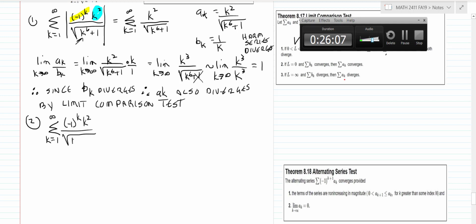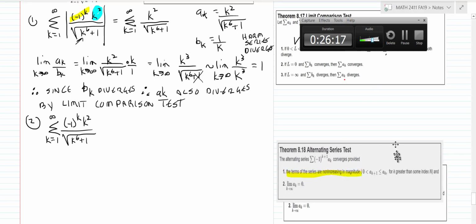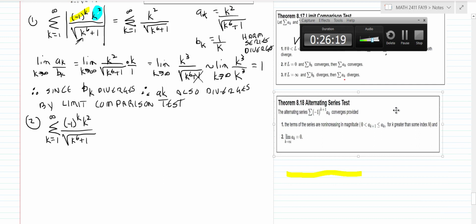Okay, now what kind of series is this that we're getting ready to analyze? Yes, that's an alternating series. So that means we need to work with the alternating series test. That's the why on that. So we need to work with this.